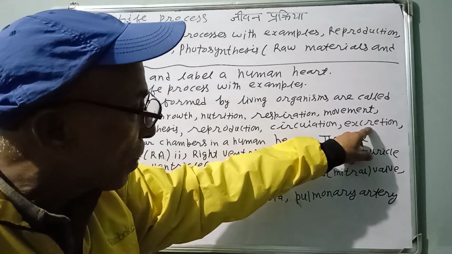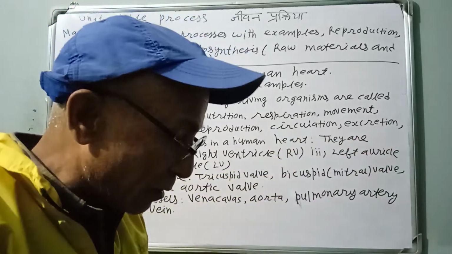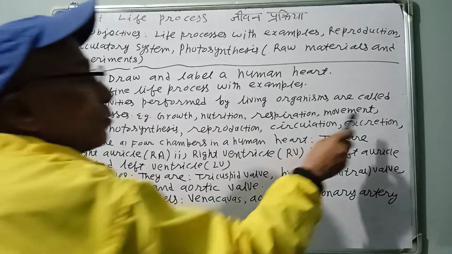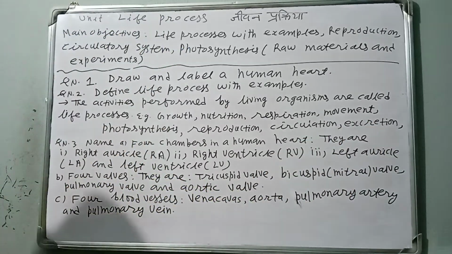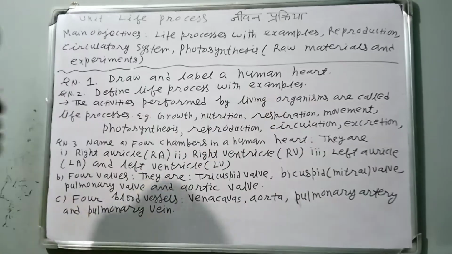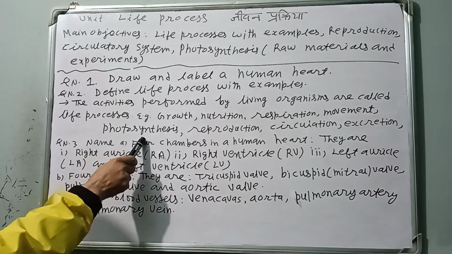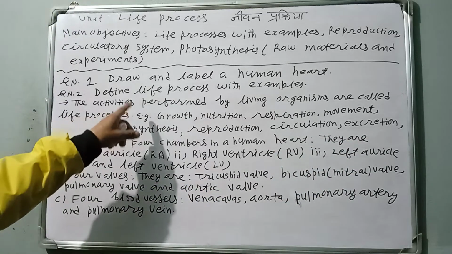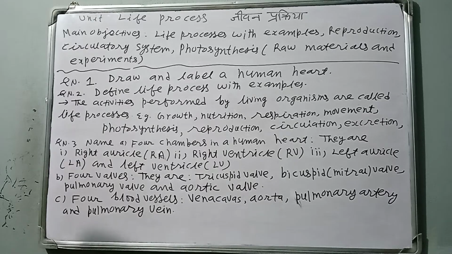If those metabolic substances are collected in our body, they are equally harmful. So, those harmful and unnecessary substances must be thrown out from different parts of the body. This process is called excretion. And photosynthesis itself, reproduction, circulation, excretion, there are some life processes which are very important to sustain life.